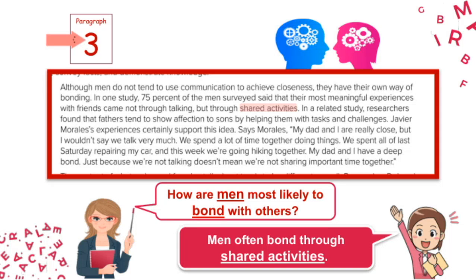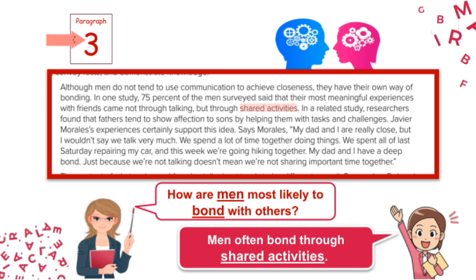Men often bond through shared activities, and this is a common way they build connections. When men participate in activities together, whether it's sports, hobbies, or even working on projects, it creates a natural environment for camaraderie to develop. These shared experiences help foster trust and understanding without the need for constant verbal communication.